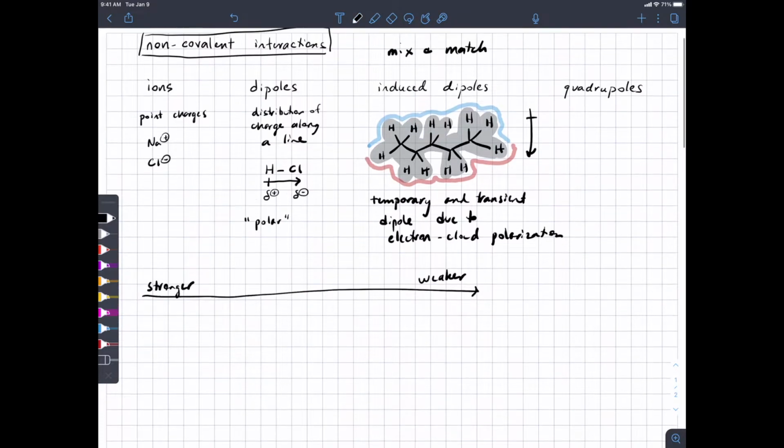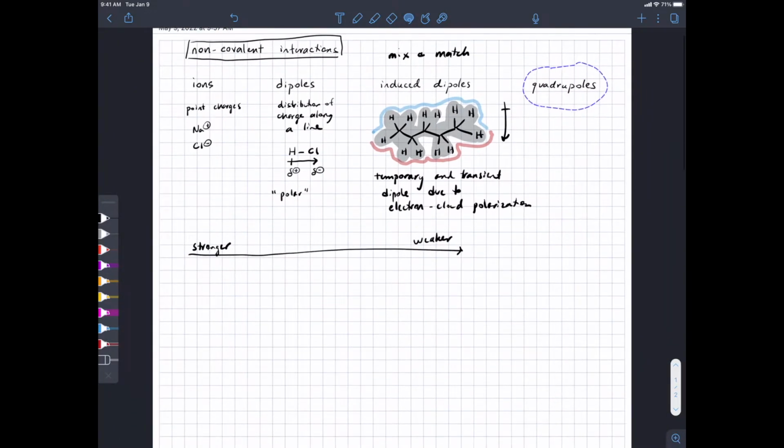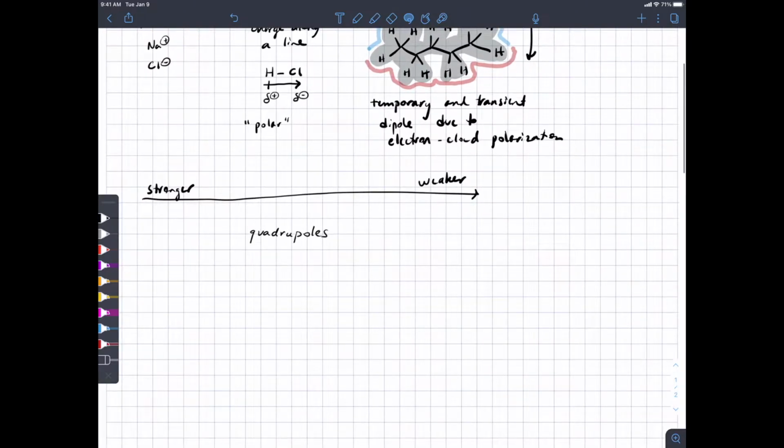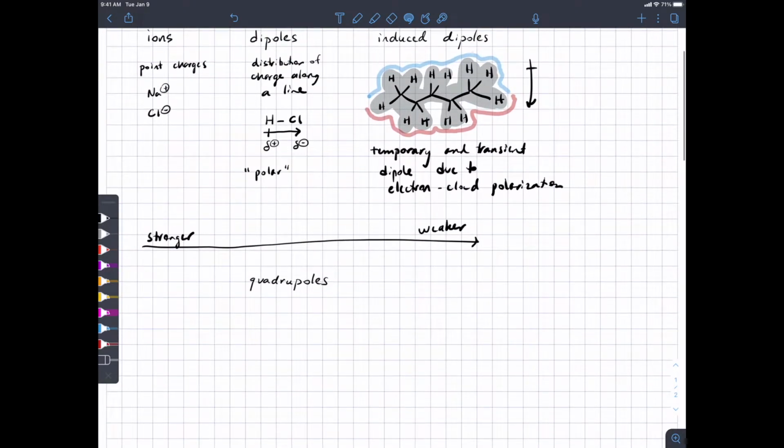So those are the three basic ingredients that your text deals with. I wanted to introduce one more, which is important to the world of organic chemistry. And I don't really know where to put this in terms of strong versus weak. I'm going to basically put it equivalent with a dipole.